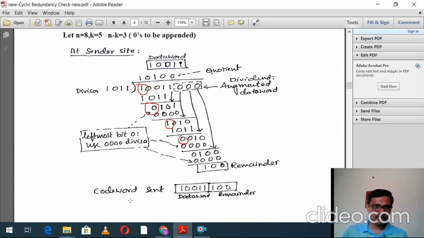So the code word sent, as I mentioned in my previous diagram, will have 2 parts. The higher part is the data word part, and the lower part is the remainder. So the remainder is appended to the data word to form the n-bit code word. Here n is 8.